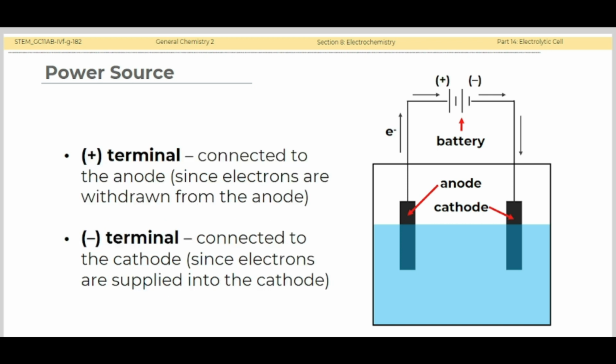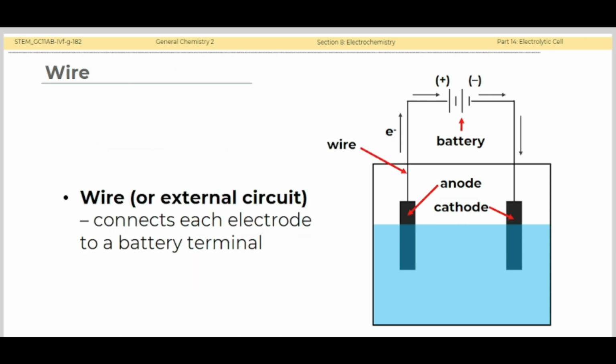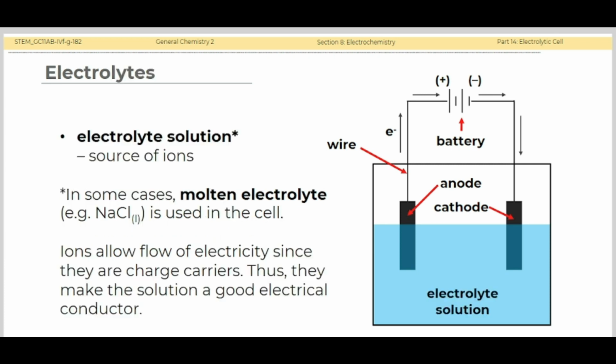The positive terminal of the battery must be connected to the anode since electrons are withdrawn from the anode by the battery, and the negative terminal must be connected to the cathode since electrons are supplied into the cathode. Wire or external circuit connects each electrode to a battery terminal. It enables the flow of electrons from the anode to the cathode.